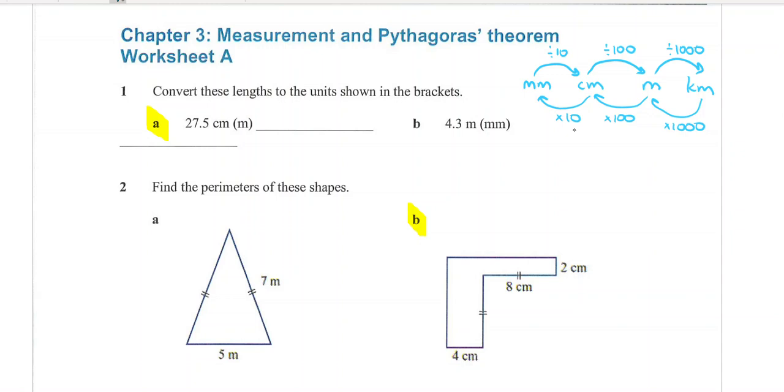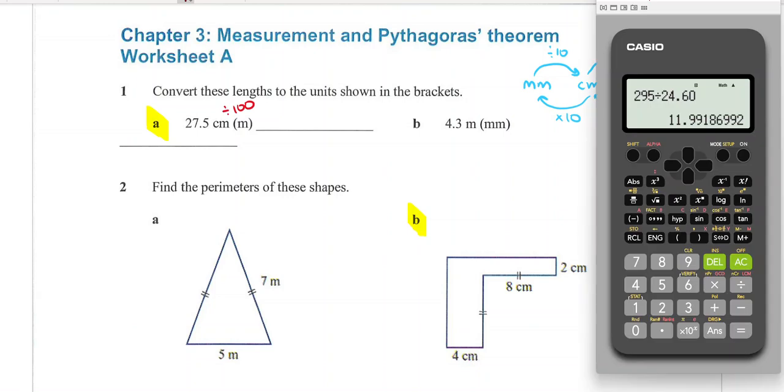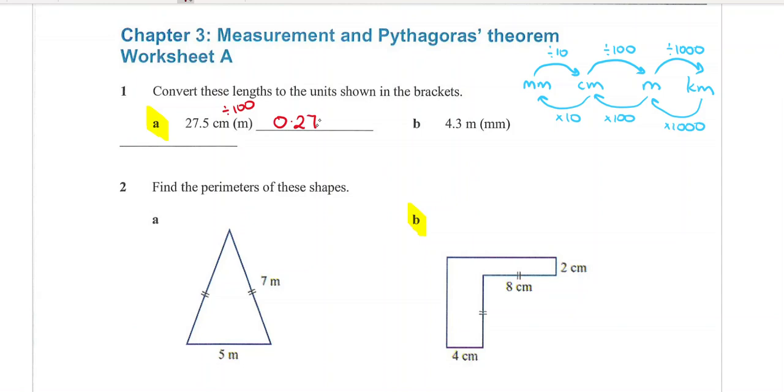Okay, so for my first question, if I'm going from centimeters to meters, you start at the centimeters here and follow the arrow to meters, which means you want to divide by 100. So I would write my little instruction up here, divide by 100, but you don't get marks for that, but that's just telling you what you do. And then you can either do that in your head or you can type in your calculator. 27.5 divide 100 is 0.275, and it's now in meters.